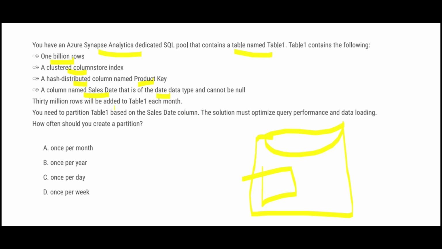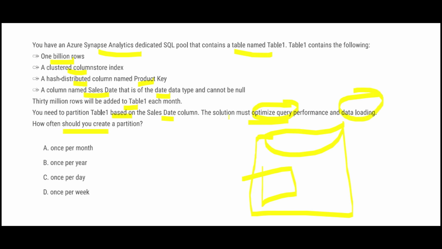Okay, 30 million rows will be added to this table every month. Today it is 1 billion. Every month 30 million more will be added. So next month it will be 1.03 billion, and after 2 months it will become 1.06 billion, like that. You need to partition the table based on the sales date column. The solution must optimize query performance. So this is important: you should optimize query performance and data loading.